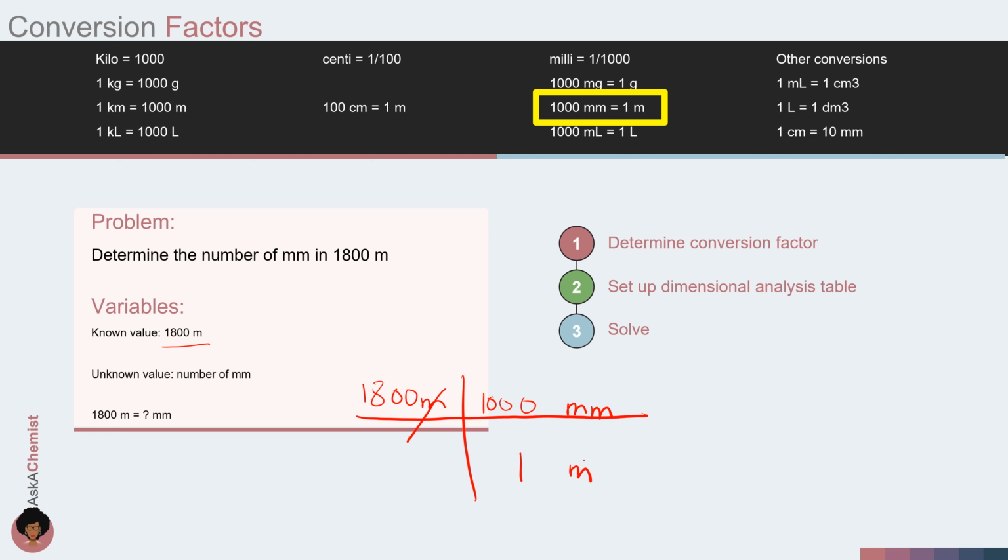We have the same units on the top as we do on the bottom, so that cancels, leaving us with our desired units of millimeters. And we get a total answer of 1.8 million. If we want to put this in scientific notation, it would just be 1.8 times 10 to the 6th power millimeters. Let's do another one.